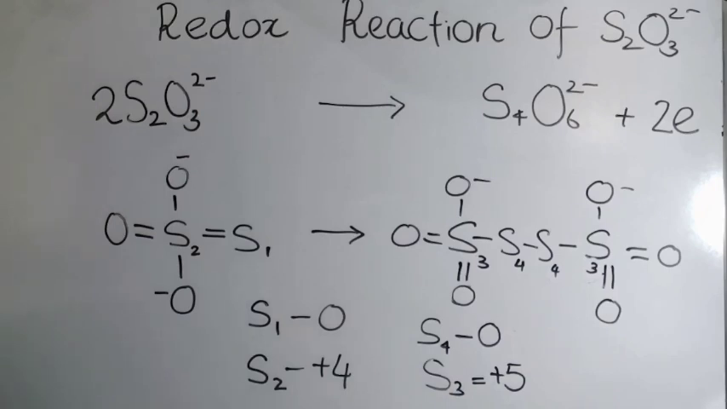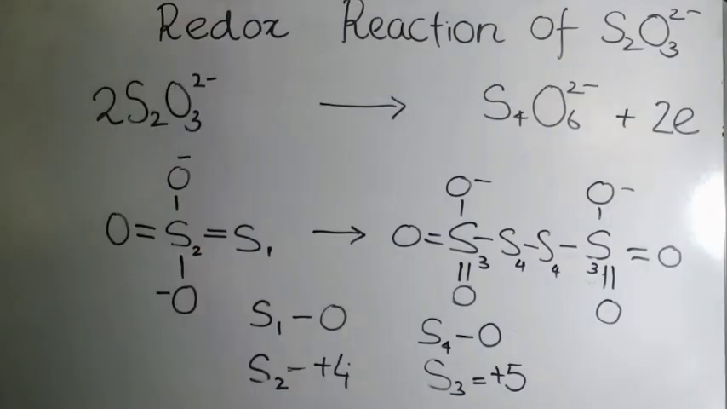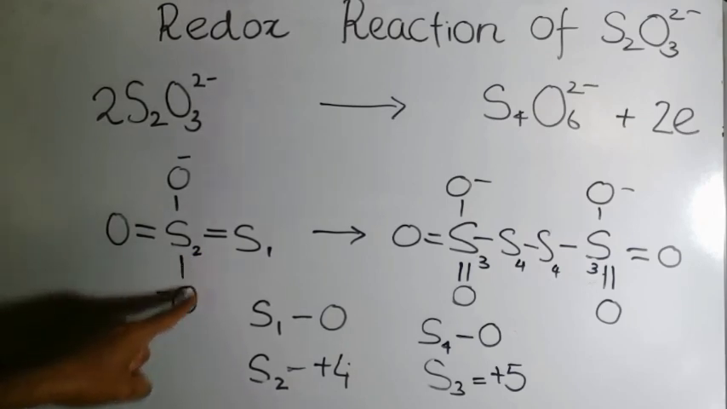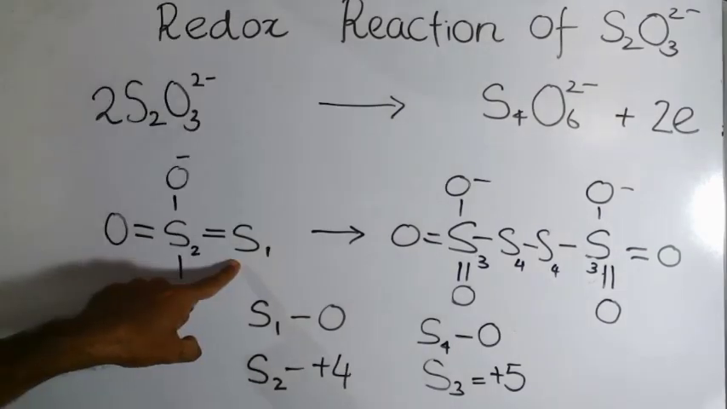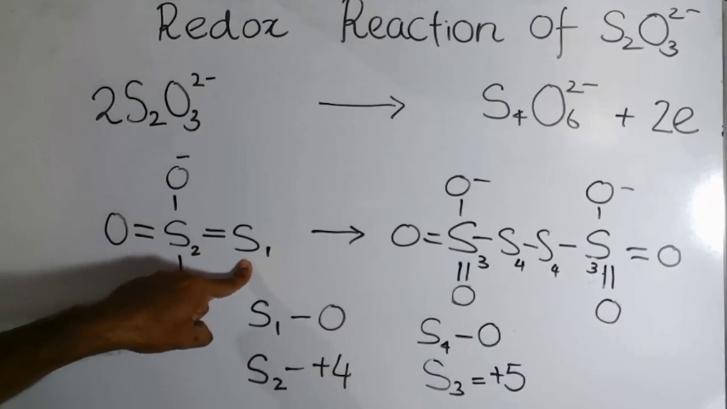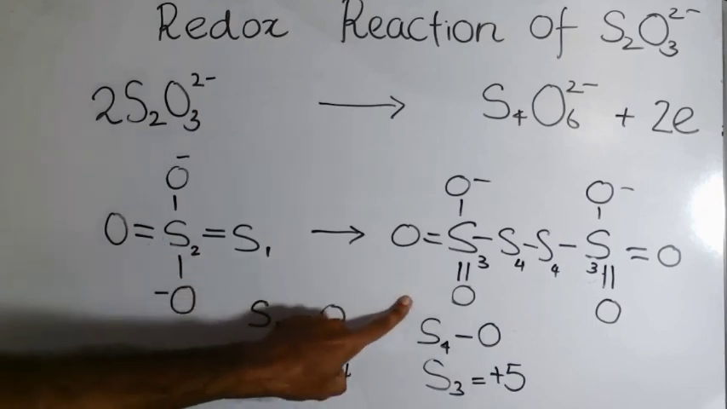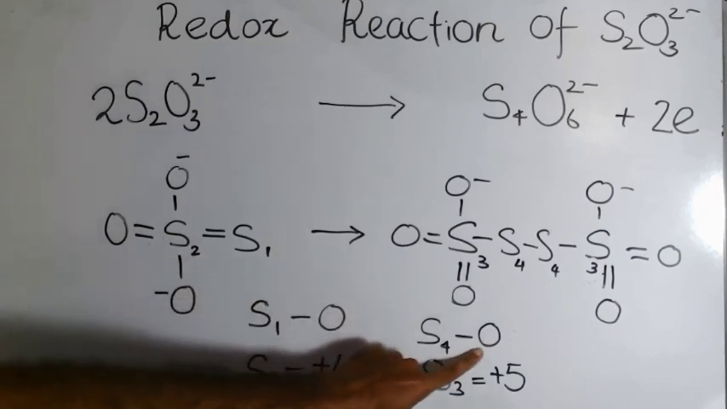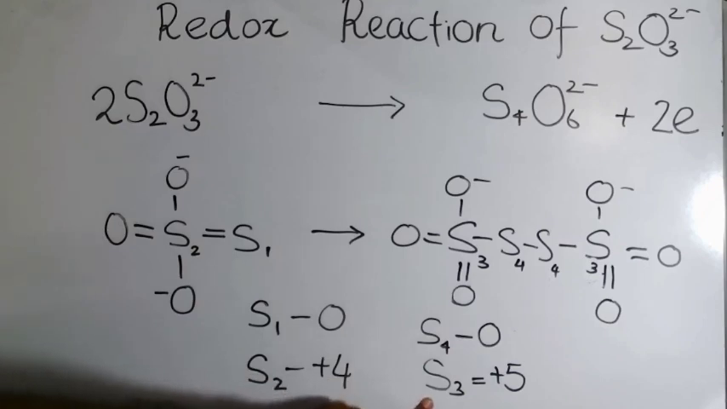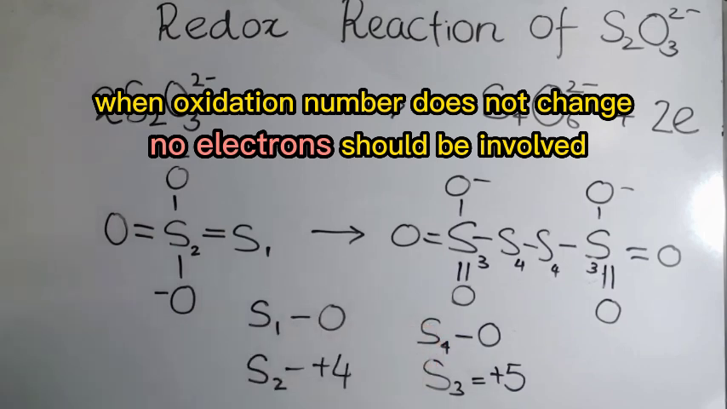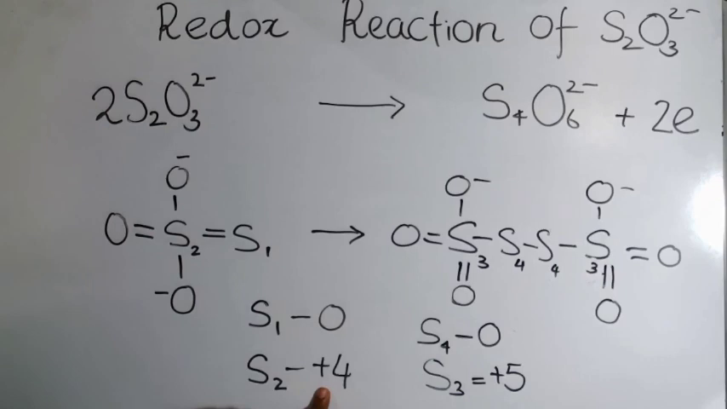So now we can understand what is happening in this reaction. There are 2 sulfur atoms in the thiosulphate ion. One has 0 oxidation, one has +4 oxidation. So when you come to here, again one sulfur atom has 0 oxidation, another sulfur atom has +5 oxidation. 0 means no oxidation change has occurred. But from +4 to +5 means one electron should be released.